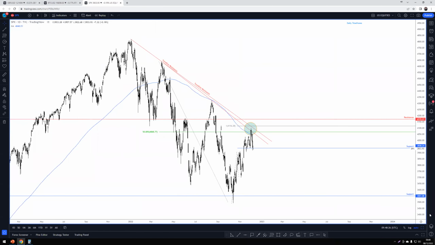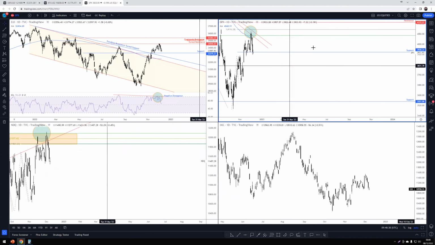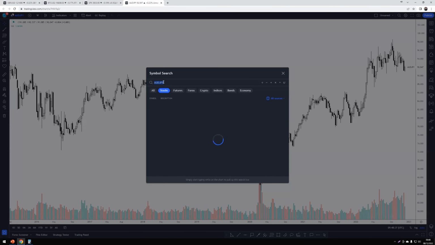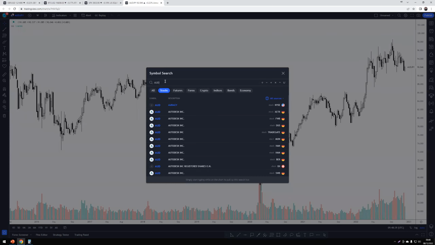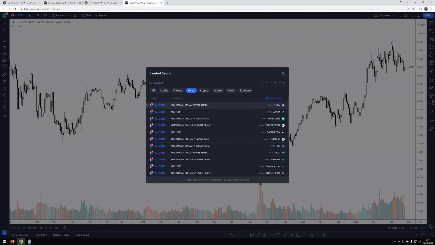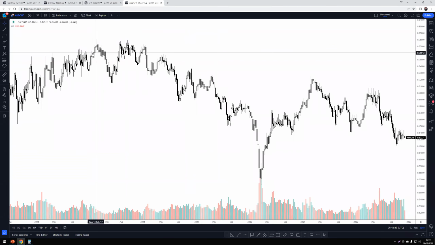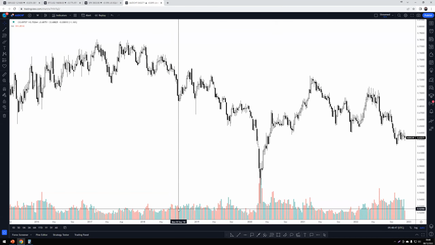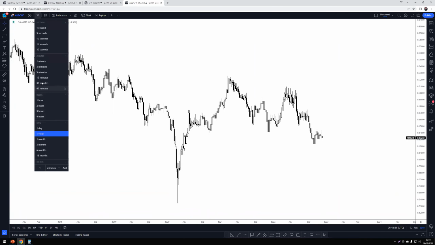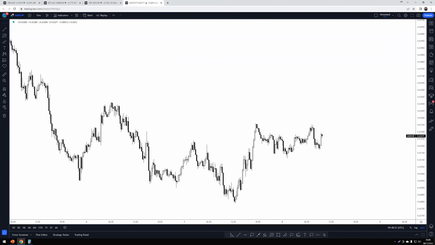All right, so that's really all I have in terms of the charts. There was the AD. Let's have a quick look. Let's get a new layout. So the Aussie dollar Swiss on the M15. All right, so this is the Aussie dollar Swiss. Let's remove the tick volume. Aussie dollar Swiss on the 15 minutes. So we're going very short term here.